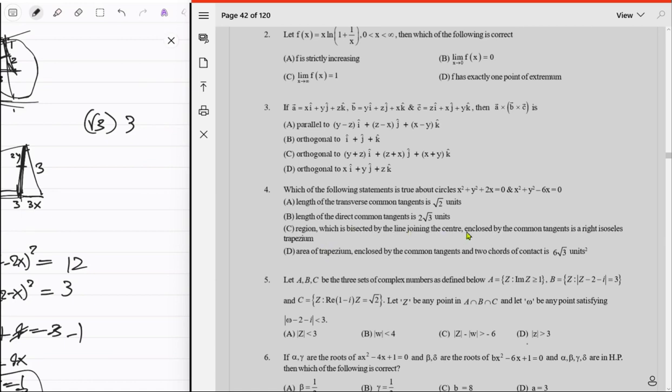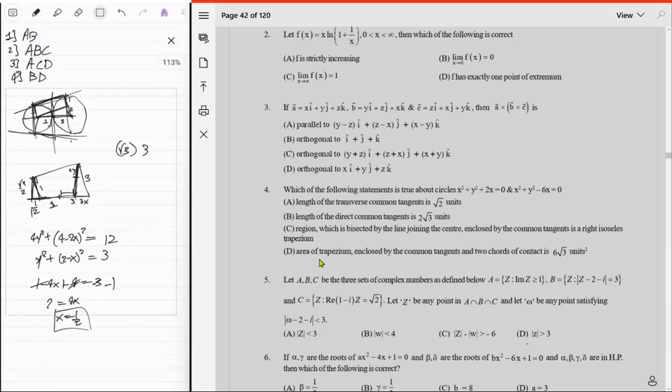Joined by the centers enclosed by the common tangent. The right-angled trapezium that just falls. The length of the direct common tangents is 2 square root of 3. There are 3 common tangents, and the middle one, so what does it mean? Okay, so B is correct, D is correct. Next question.